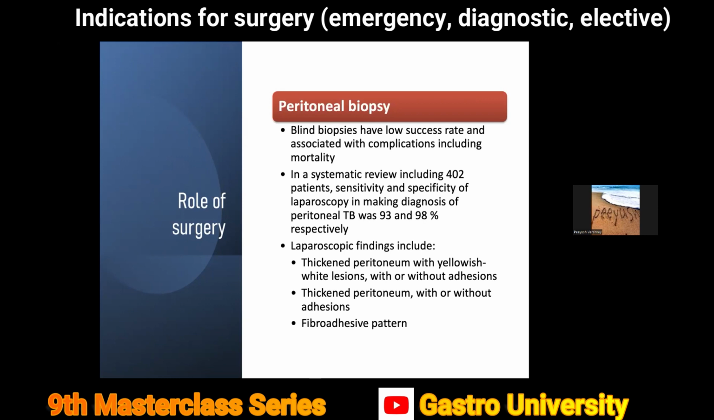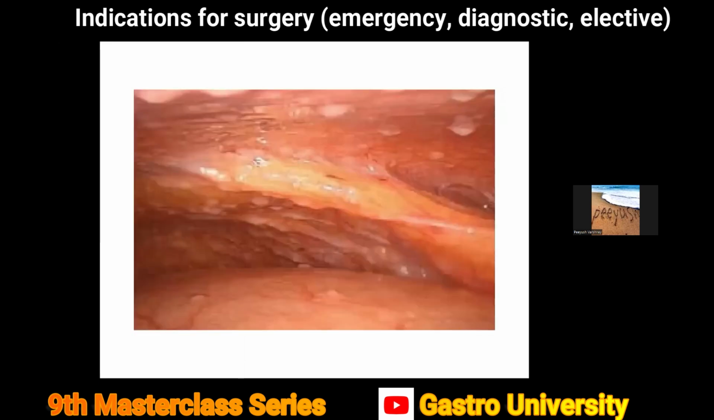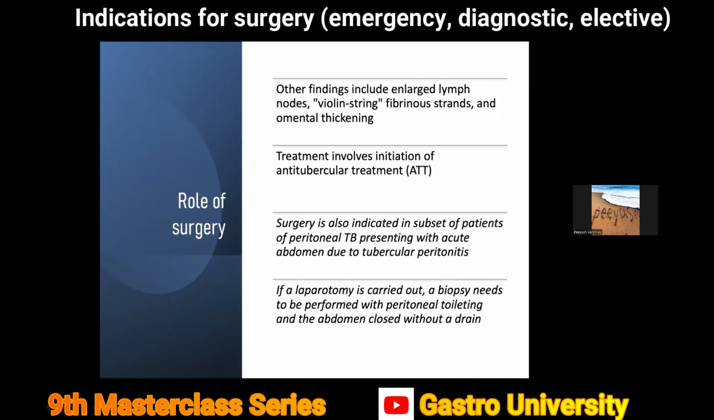In a systematic review including 402 patients, the sensitivity and specificity was 93% and 98% in making the diagnosis of peritoneal tuberculosis. So at the time of laparoscopy, the findings may be thickened peritoneum with yellow to white lesions with or without adhesions, and fibroadhesive patterns. This is one of the most common pictures which we may see at the time of putting a scope in the form of diagnostic laparoscopy. Other findings may be a violin string, fibrous strand, or omental thickening. Surgery is also indicated in a subset of patients of peritoneal TB presenting with acute abdomen due to tubercular peritonitis.